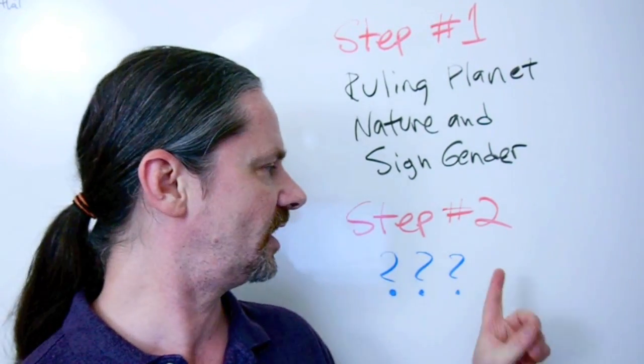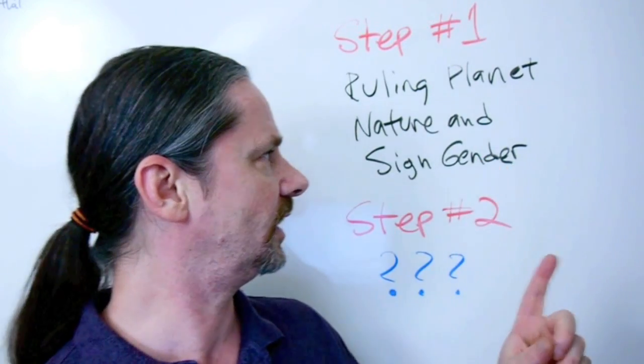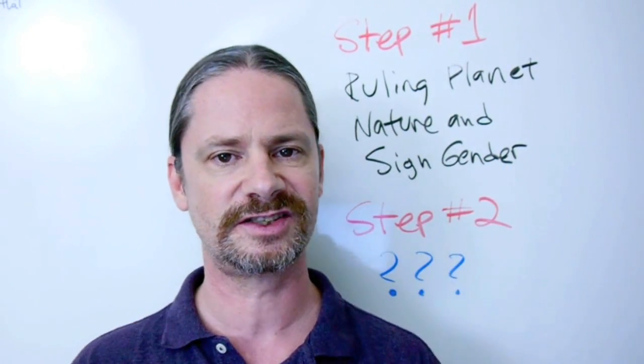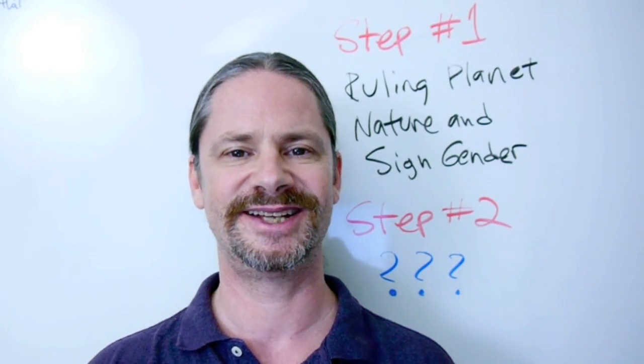So look for the next video in the next day or so, where I go over the second step after we learn the ruling planet's nature and the sign gender. Then we're going to move into the next sort of complexity that can help you really focus in on the ascendant. So thanks a lot.